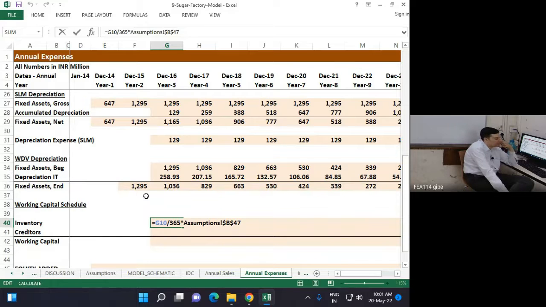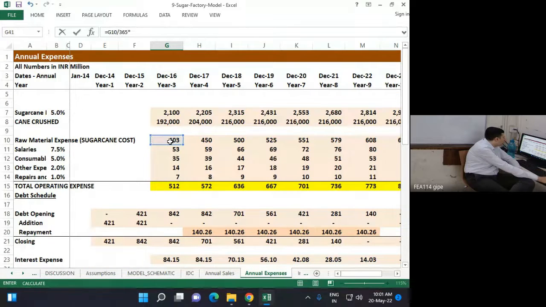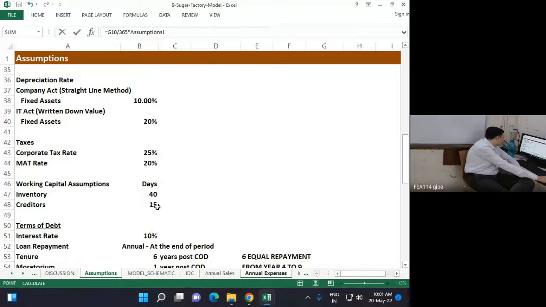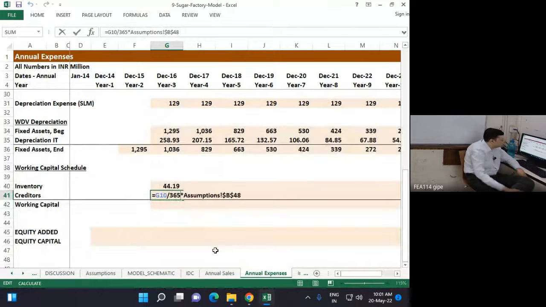44 million. And out of that, some of it will be given by credit. So 403 divided by 365 into number of days, 15 credit. That comes out to 16 million.